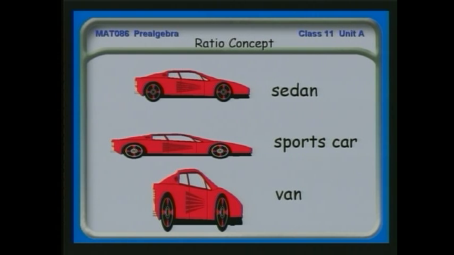If I compare the height to the length, I see that it's different for each of those three cases. And the comparison of height to length is one example of a ratio, and it determines whether you're going to have a sedan, a sports car, or some weird-looking little van kind of thing.